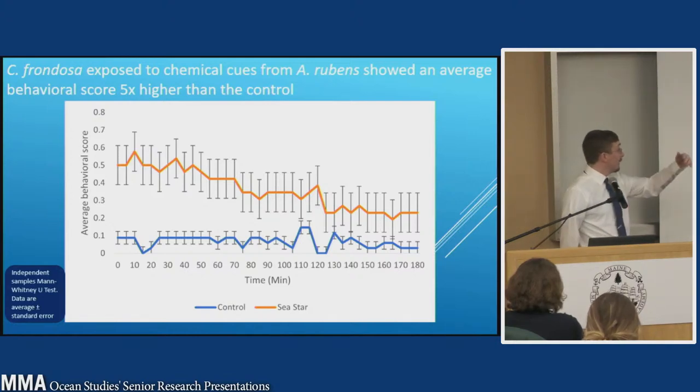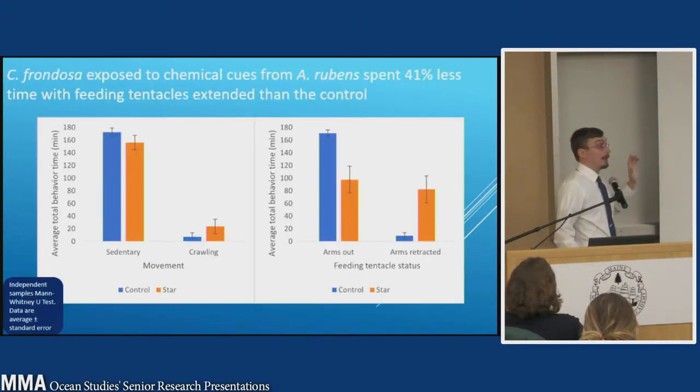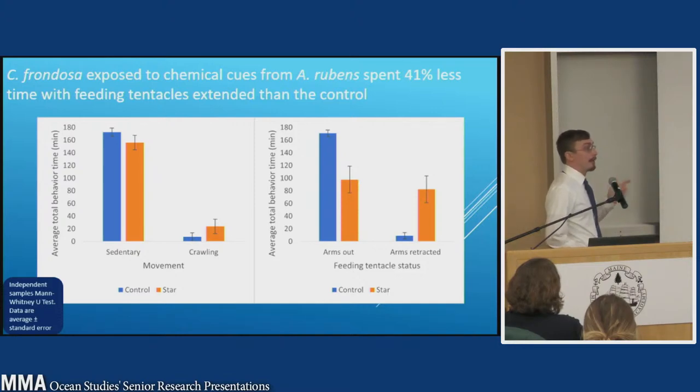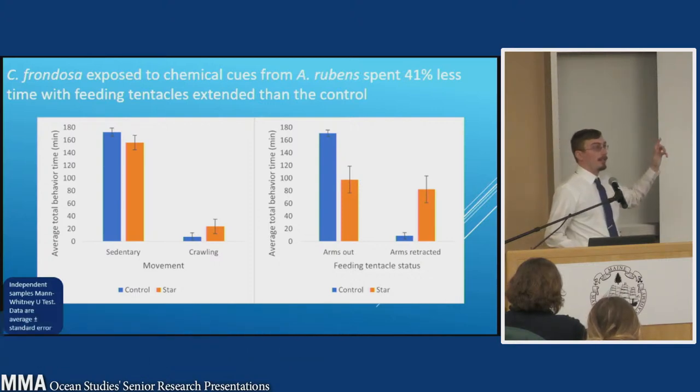You can see here the x-axis is time, one value for every 5 minutes, and the y-axis is the average behavioral score observed. I got that with a Mann-Whitney U test, which is also how I used to differentiate between the amount of time that sea cucumbers would spend performing specific behaviors when they are or are not exposed to these sea star chemical cues. Particularly, I looked at how much time they spent either sedentary or crawling around, and I looked at how much time that these groups spent with their feeding tentacles extended versus retracted.